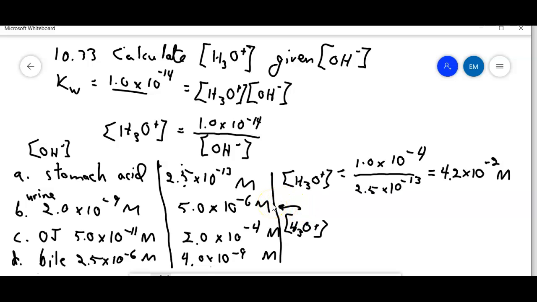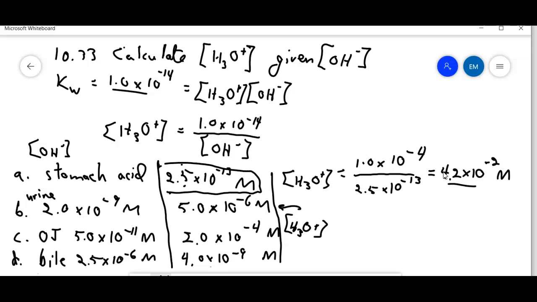And okay, we have, this is hydroxide ion concentration. This is the concentration right here, hydrogen ion for stomach acid. And let's take a quick look at the answers. You should be doing a lot of this. You have answers here, and you can look these things up and see if you did them right.